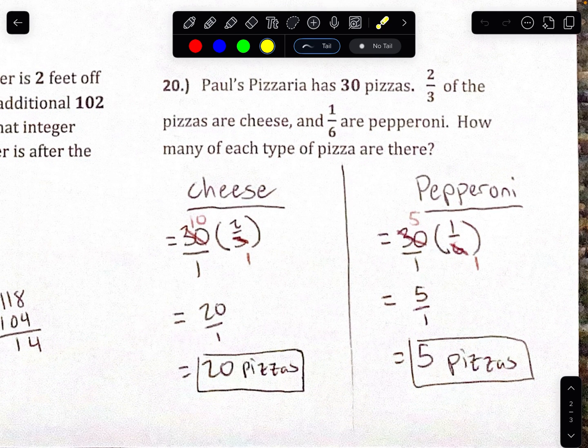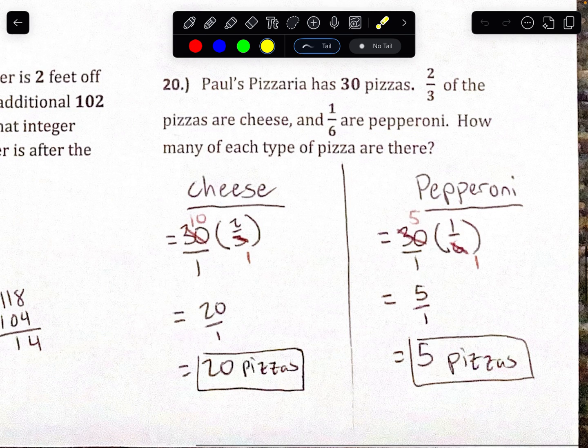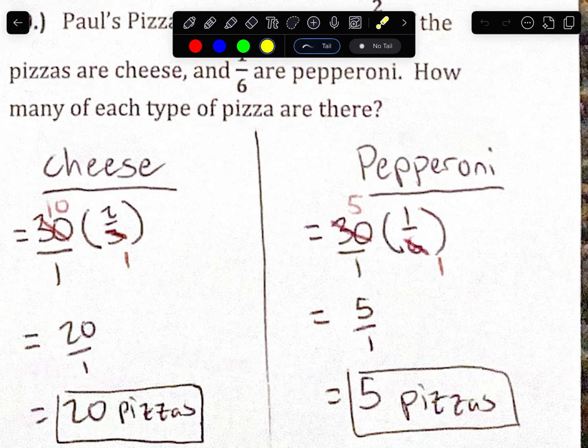Number 20 has basically 2 problems within itself. As a reminder, anytime it says of, we want to think multiplication. So out of the 30 pizzas, 2/3 of them are cheese. So how many slices would that be? 30 and 3 can cross cancel. So 3 can go into 3 one time. 3 can go into 30 10 times. So 10 times 2 makes 20 over 1. 20 pizzas are cheese.